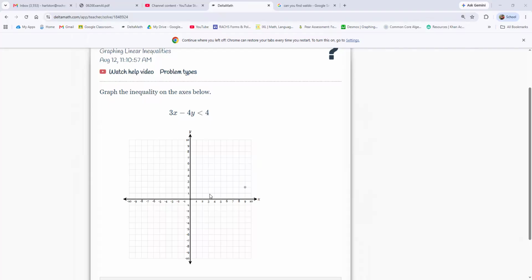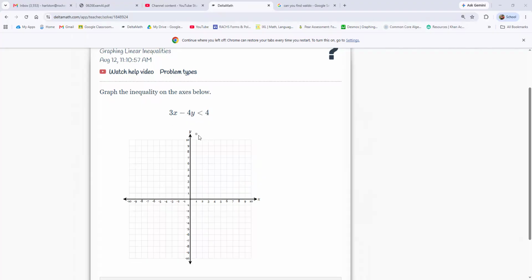Hey guys, this is Mr. H. I am going to do a video on graphing inequalities, systems of inequalities. I'm going to show you how to make sure you're able to determine whether it's a dashed line, solid line, also to determine a point in the solution set. So let me just jump in.